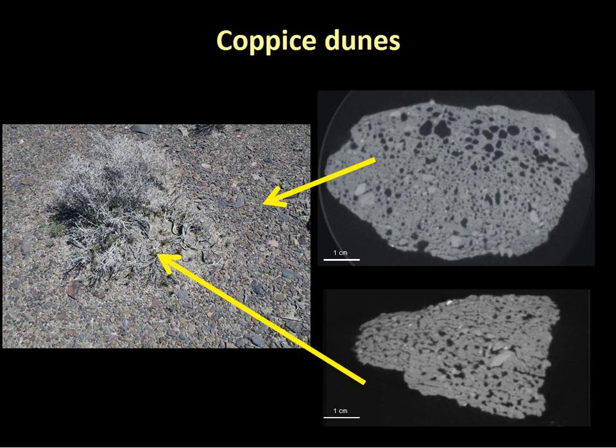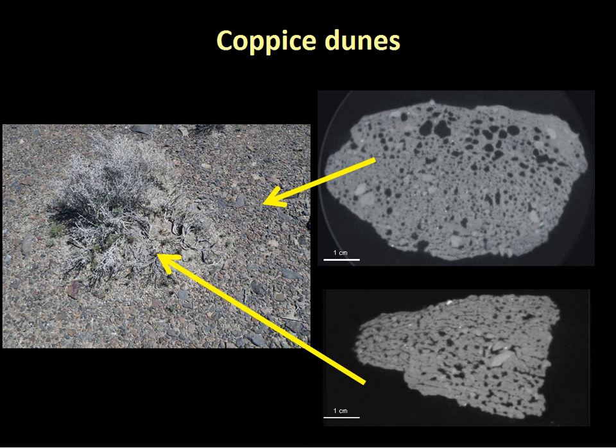So the next disturbance feature that I looked at was the coppice dunes. So again, we didn't have vesicular horizons within the surface of the coppice dunes. These were vesicular horizons that had become buried beneath the coppice dunes. So I would sample beneath one of the coppice dunes and then beneath the surrounding desert pavement.